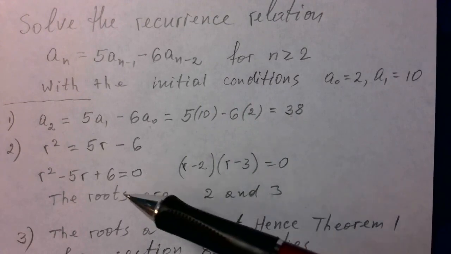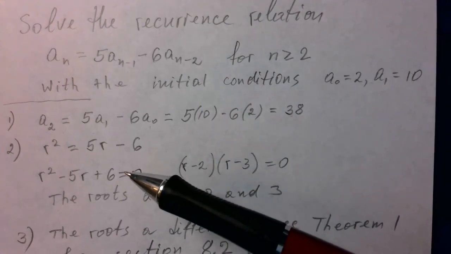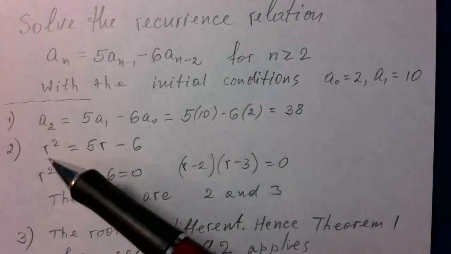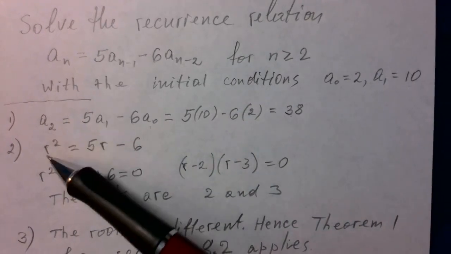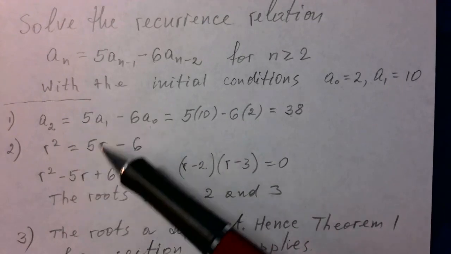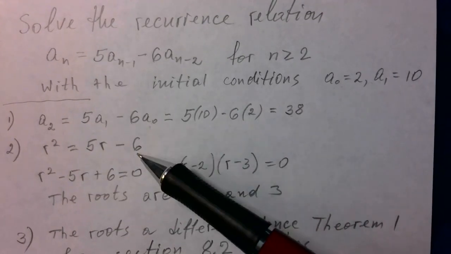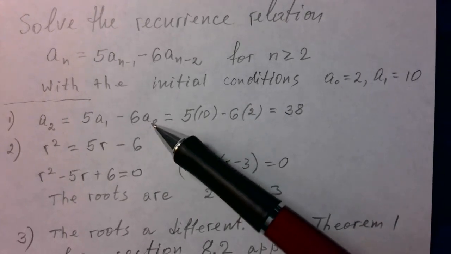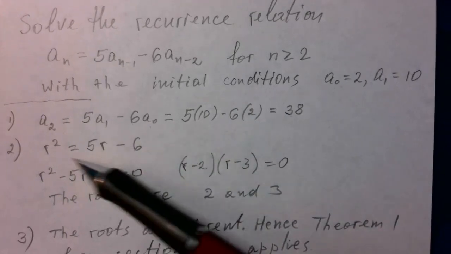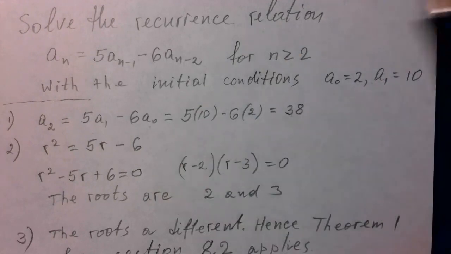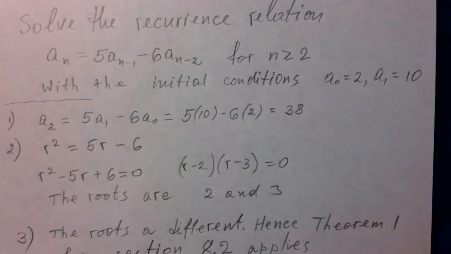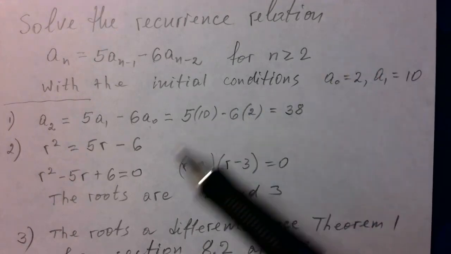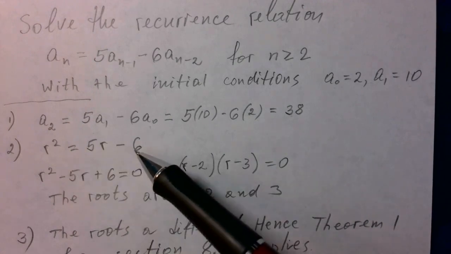Step 2. The characteristic equation. From here, replacing a_2 with r squared, a_1 with r, and a_0 with r to the 0, r to the 0 is 1, we obtain this. This way we are looking for a solution of the recurrence relation only in the form a_n = r^n. So this is the characteristic equation.